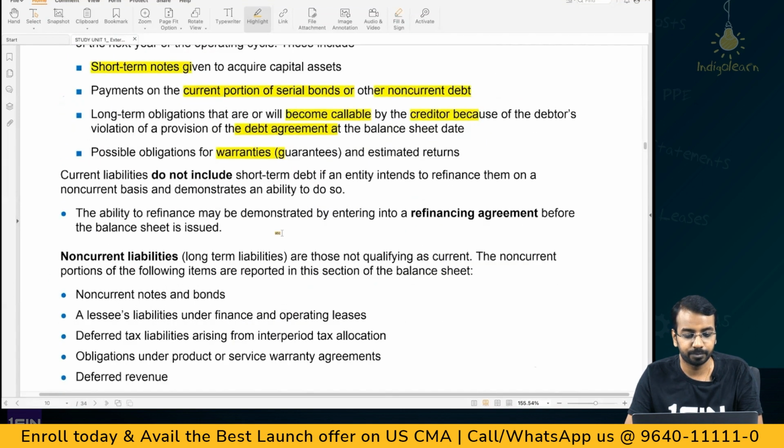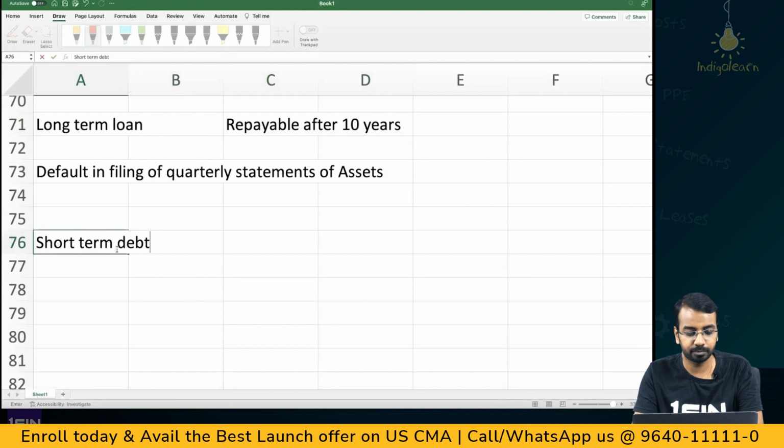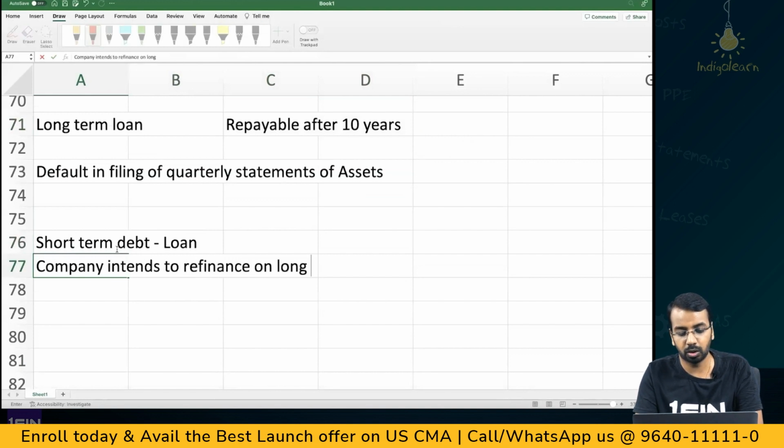Okay. Then, if there is a short-term debt which the company intends to refinance on a long-term basis.